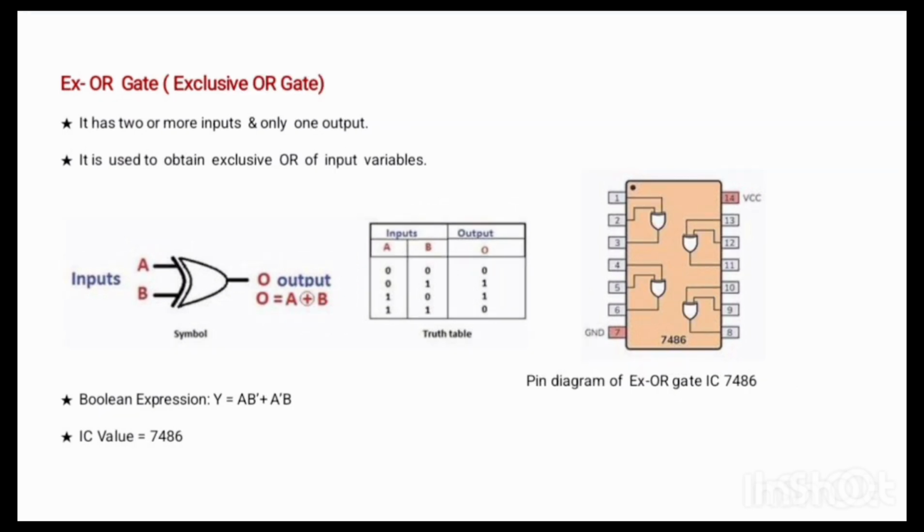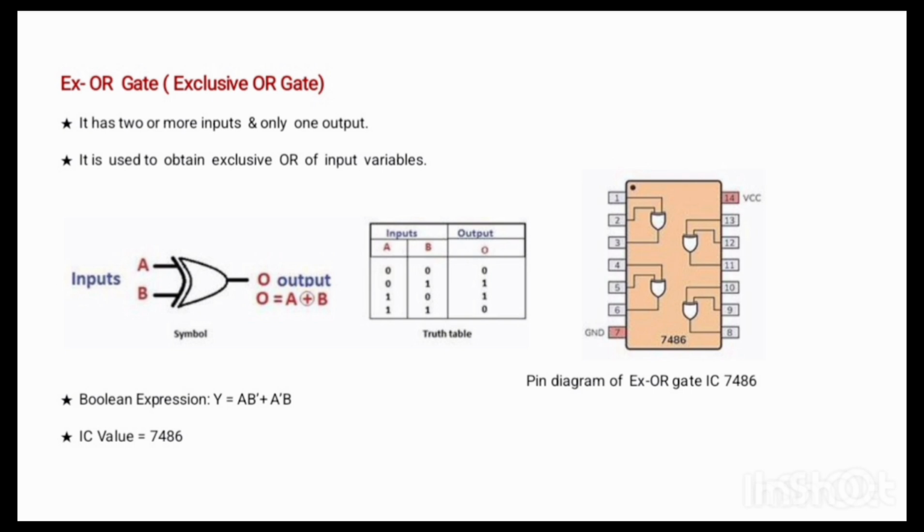Exclusive OR gate. It has 2 or more inputs and only one output. It is used to obtain exclusive OR of 2 input variables. This is the symbol of XOR gate. Boolean expression of XOR gate is y is equals to A B bar plus A bar B. IC value of XOR gate is 7486.